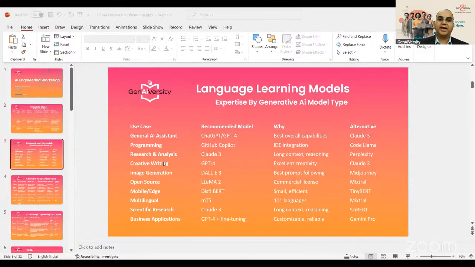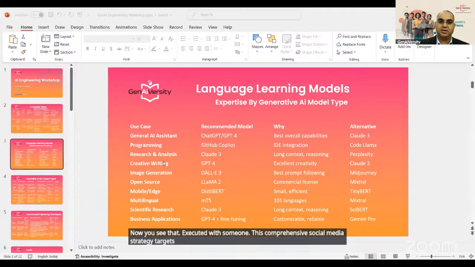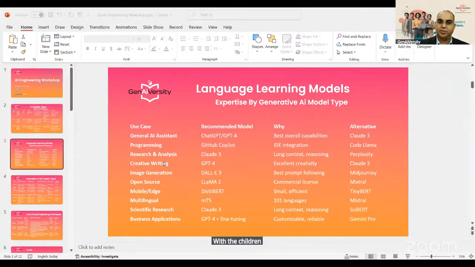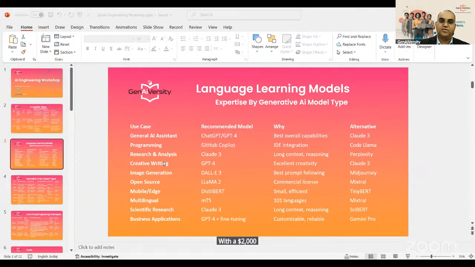You must be wondering why this is writing the code, because now you see the executive summary. This comprehensive social media strategy targets young families with children, focusing on Instagram, Facebook, and TikTok to drive footfall, build community engagement, and increase the brand awareness for a local bakery. With a $2,000 monthly budget, we will emphasize authentic, family-friendly content.